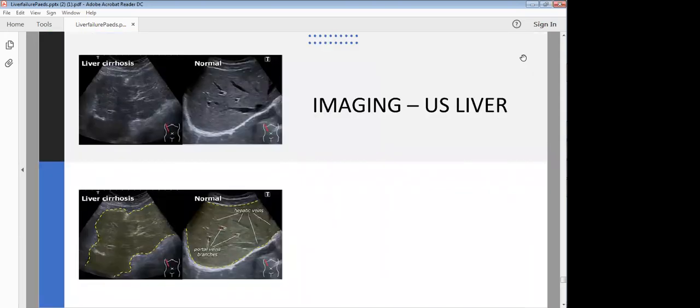Okay, imaging. Ultrasound scan is the main investigation to diagnose CLD. So we need to compare the histology. You can see the hepatic vein in the normal below picture; the hepatic vein and portal vein are rather well visible.